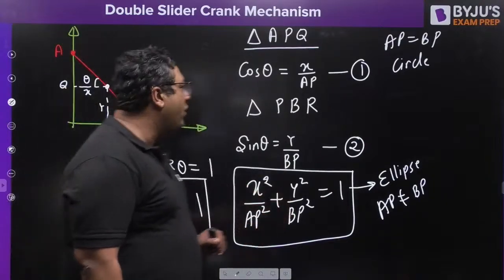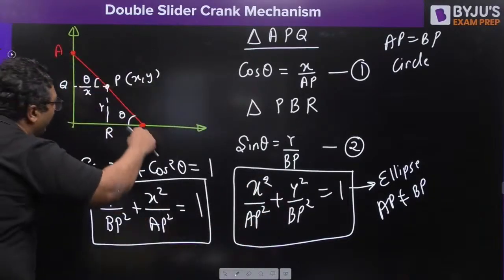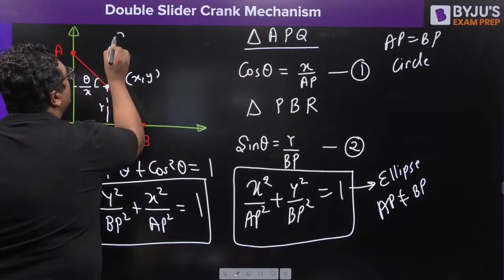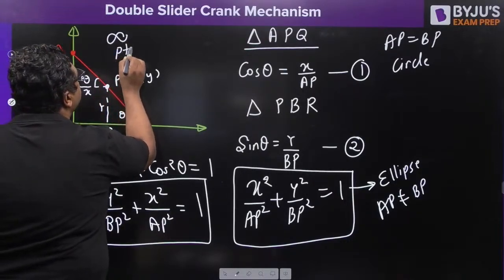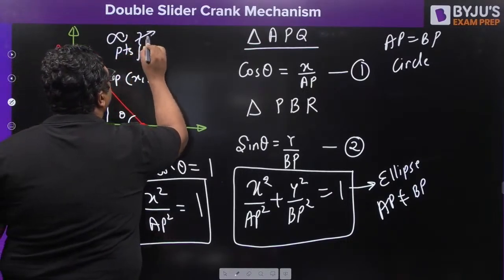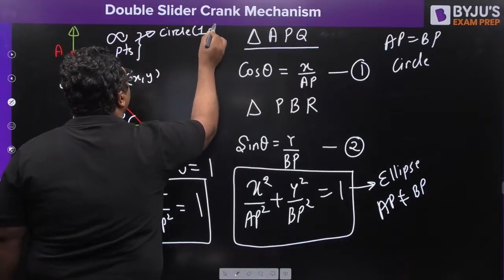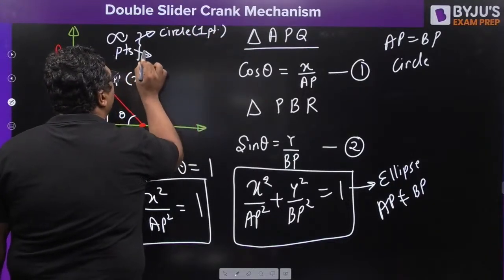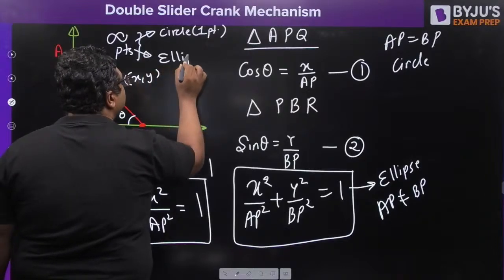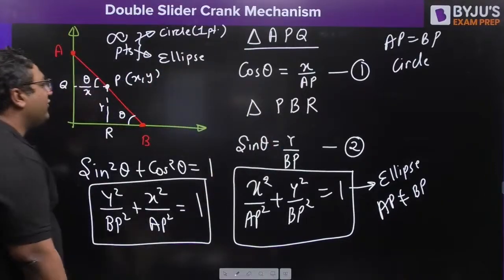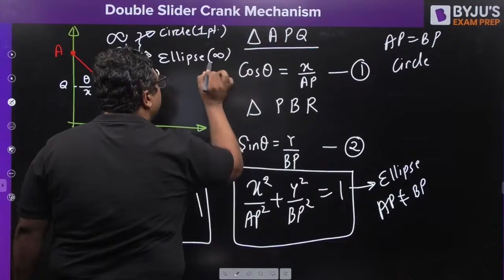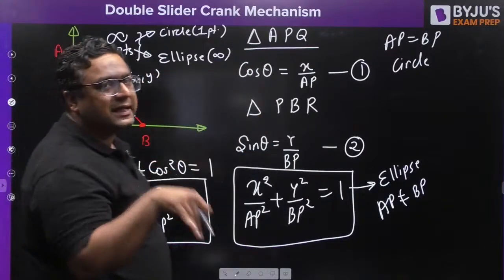So my dear, on this link AB there are infinite points. Out of infinite points, we are getting a circle for one point, and for all other points we are getting an ellipse. So my dear, for all infinite points we are getting an ellipse, because infinite minus 1 is again infinite.